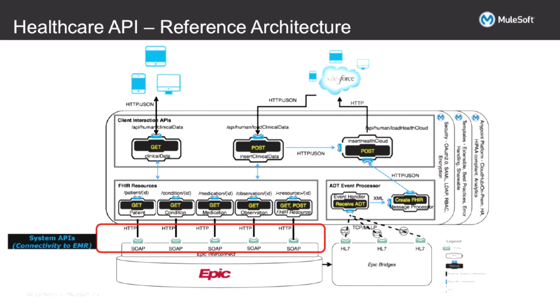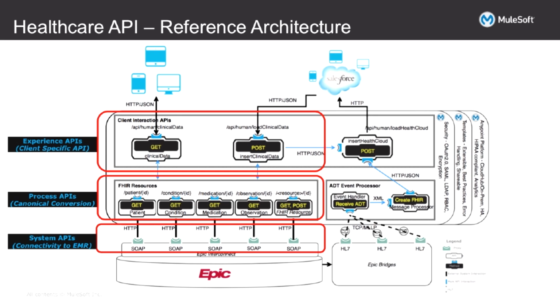We saw how we are using the connectivity to EMR or the native APIs of the EMR as system APIs. MuleSoft then converts them into a canonical, which is the FHIR standard, and those become the process APIs. And then those process APIs are composed together to create the easy to consume experience API. And the one that has been created is for Salesforce Health Cloud.